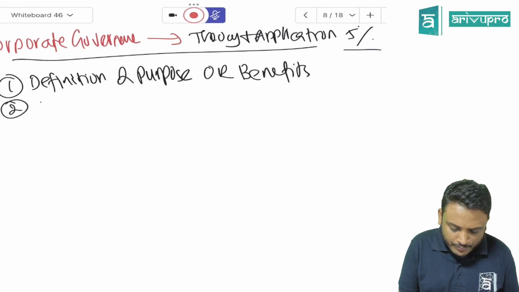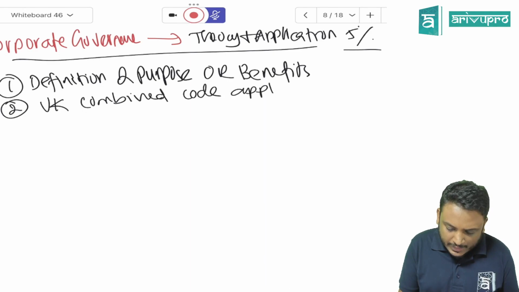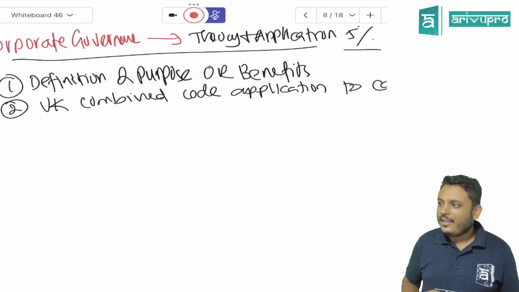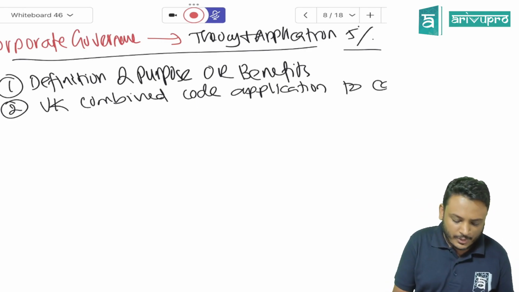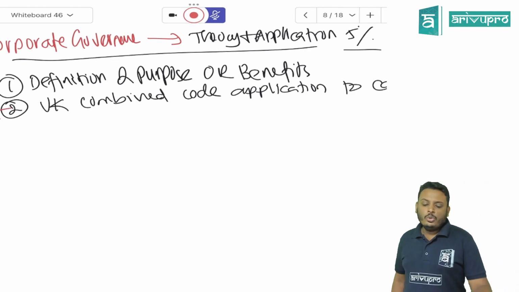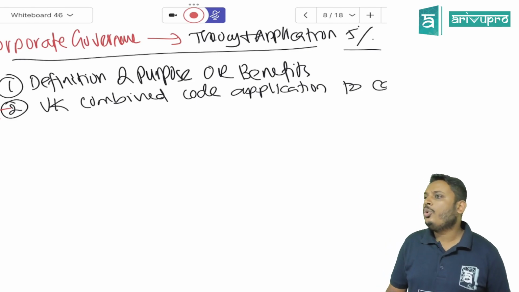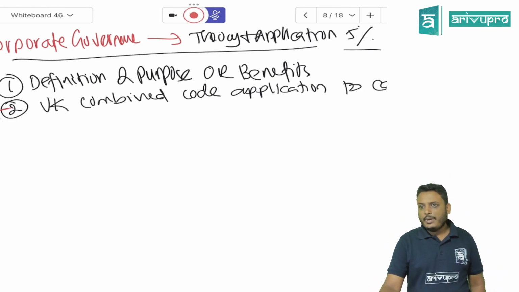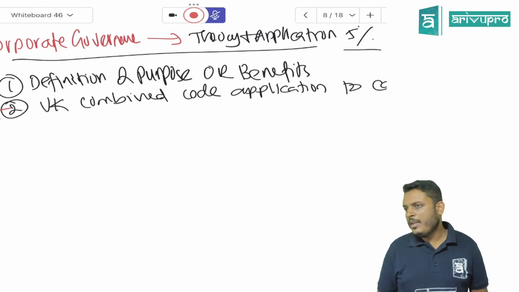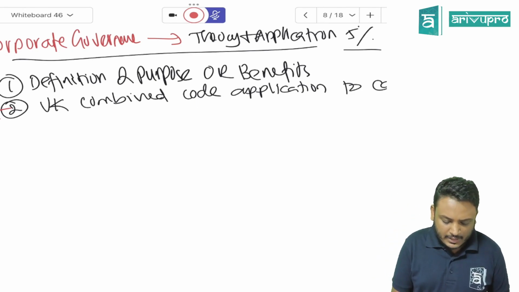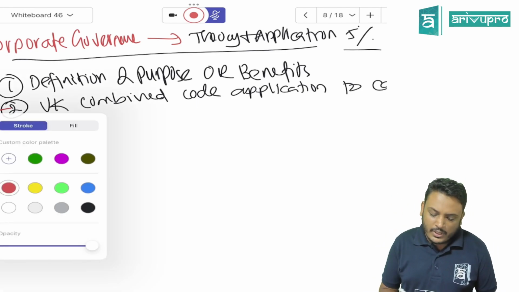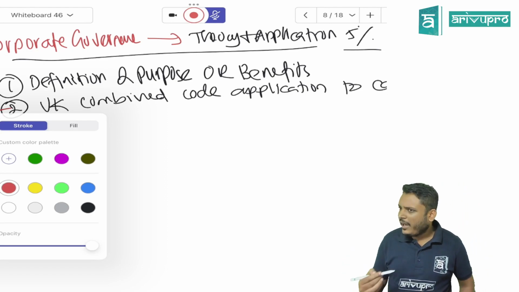Number 2, UK Combined Code application to cases. Mark it as important. UK Combined Code application to cases, right? See, I'll take a separate color and write down this particular case, how it can be tested.